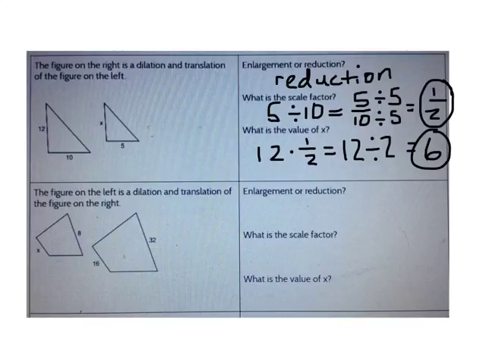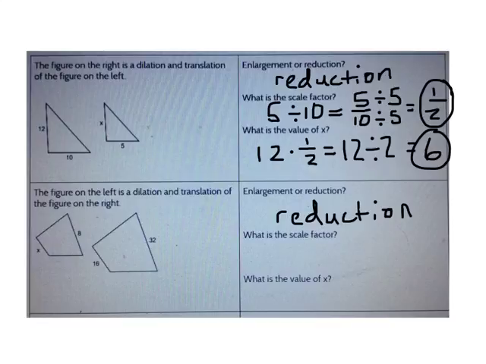Now try a few on your own. The figure on the left is a dilation and translation of the figure on the right. Is the figure on the left an enlargement or reduction of the figure on the right? It's a reduction. It got smaller. Find the scale factor. What's the scale factor?